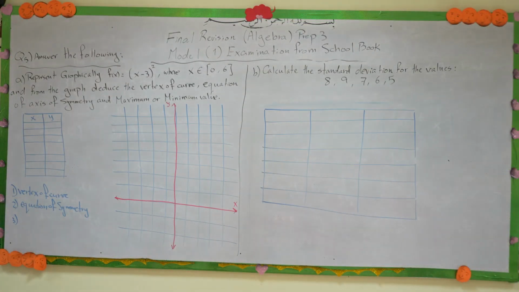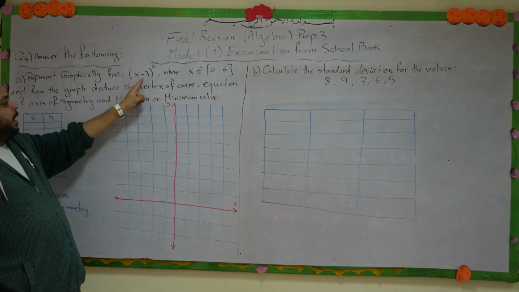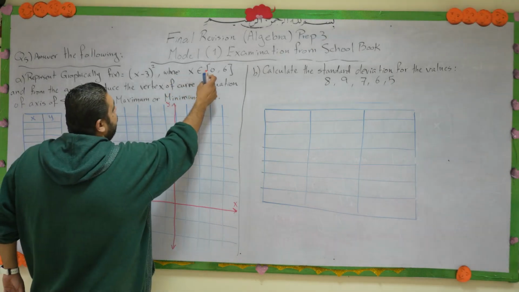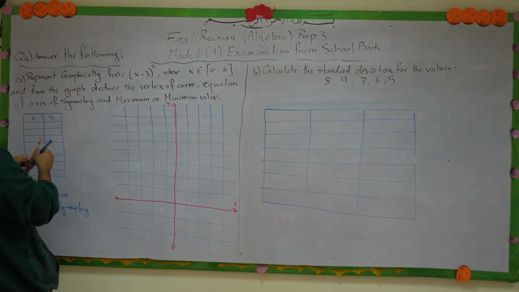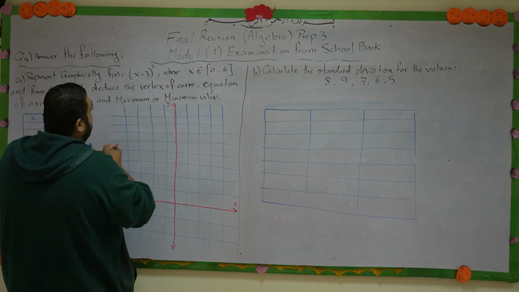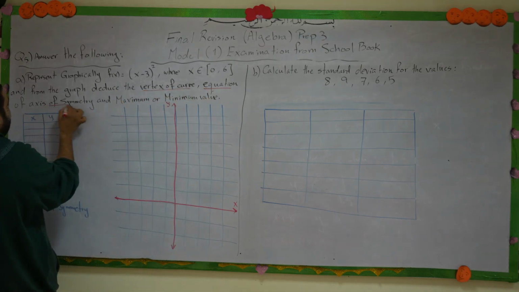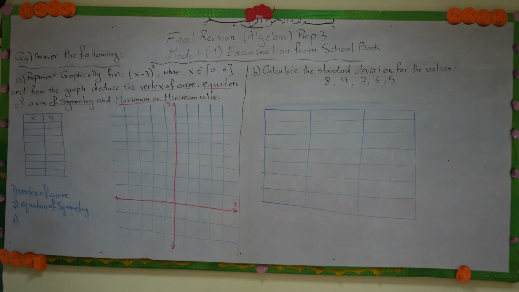Question number 5. Represent graphically the function f(x) = (x - 3)^2, where x belongs to [0, 6]. And from the graph, deduce or find the vertex of the curve, the equation of symmetry, and the maximum or minimum value. First, we draw a table to find the value of y for each x.